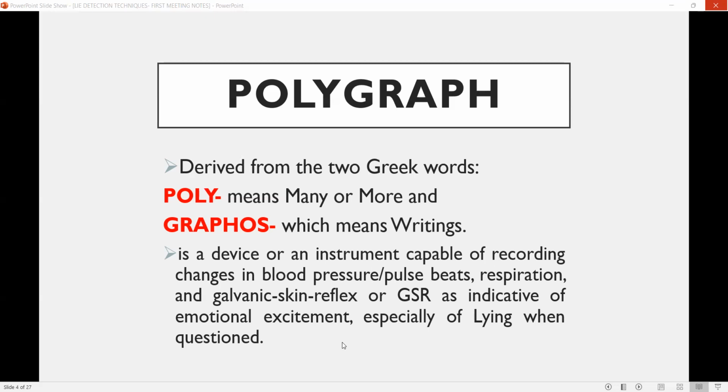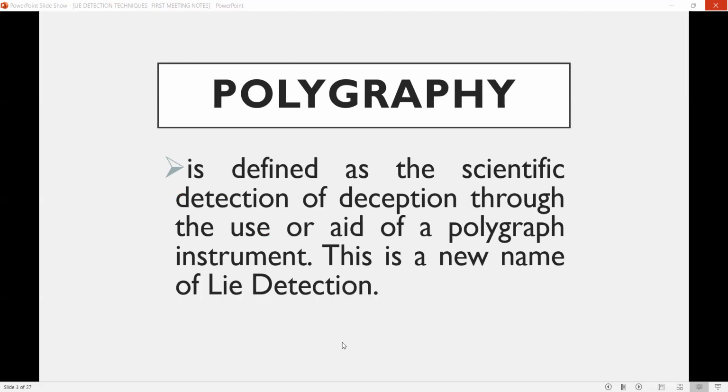Now, again, what's the difference between polygraphy and polygraph? Polygraphy is the process, only the process of using a polygraph instrument or machine to detect deception, while polygraph is the instrument itself that detects deception.